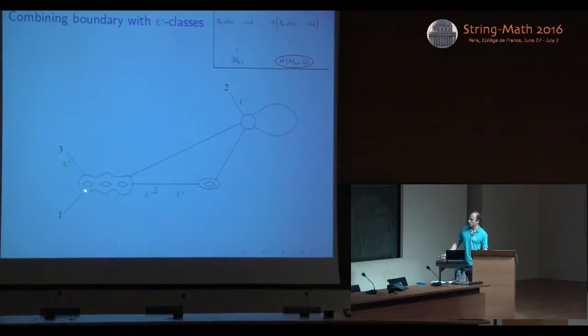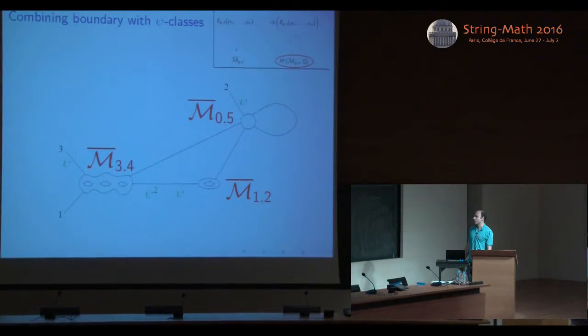So these classes, psi I and lambda, actually span the second cohomology of MgN. We know that the first Chern class of any vector bundle is a linear combination. All we have to do is find the coefficients, and these coefficients were already known. Okay, so now let's go back to the description of the cohomology ring. There are the boundary strata, there are these psi classes, and now we can combine the two. So this is a picture that represents a combination.